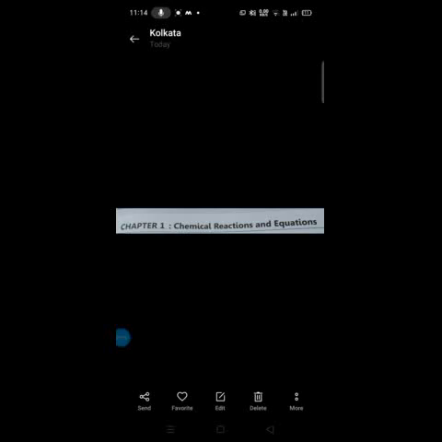Now what is rancidity? Rancidity is the process of slow oxidation of oil and fat present in food materials, resulting in the production of foul odor and taste in them. So we face rancidity in our daily life. Now how can we prevent rancidity? By packing food materials in airtight containers and refrigerating cooked food at low temperature.